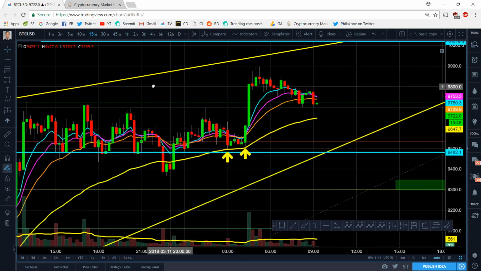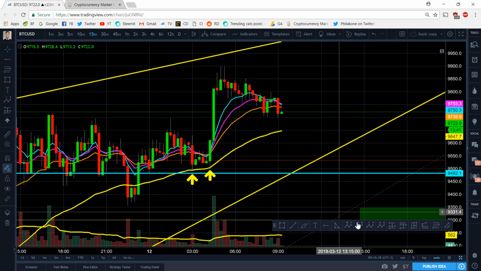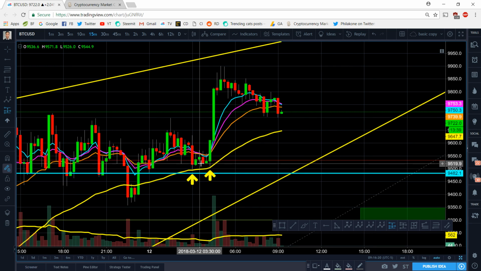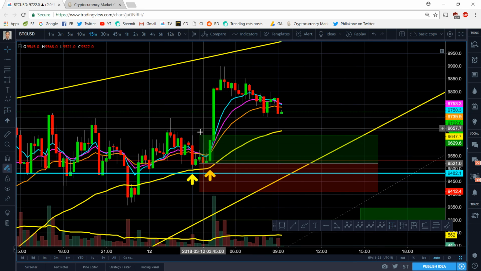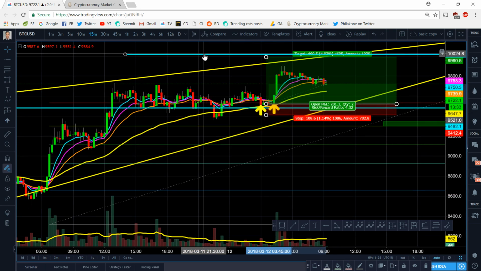So a lot of people, I'm sure, entered this trade as soon as this candle formed. They were slowly accumulating right there. They would have entered into a long position just slightly above the EMA there. They're probably targeting something like 10K, I'm guessing, just kind of a round number.